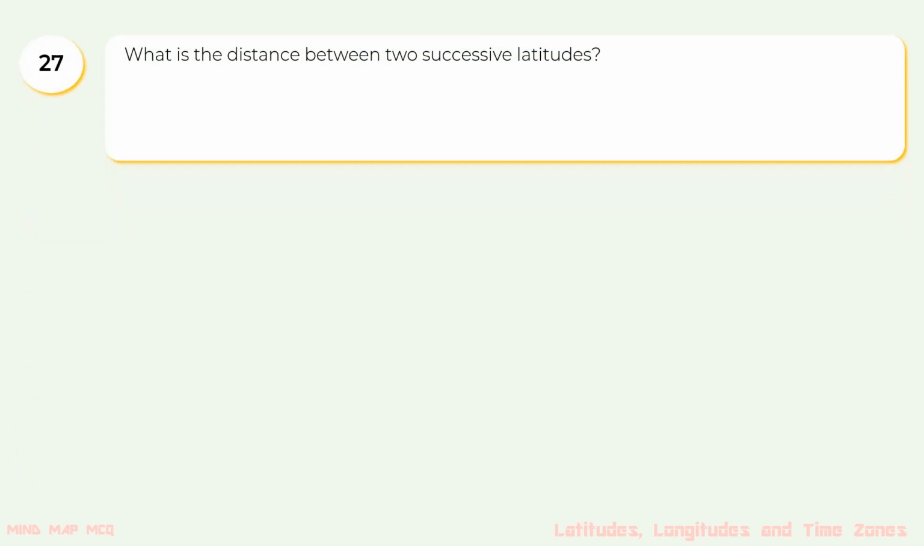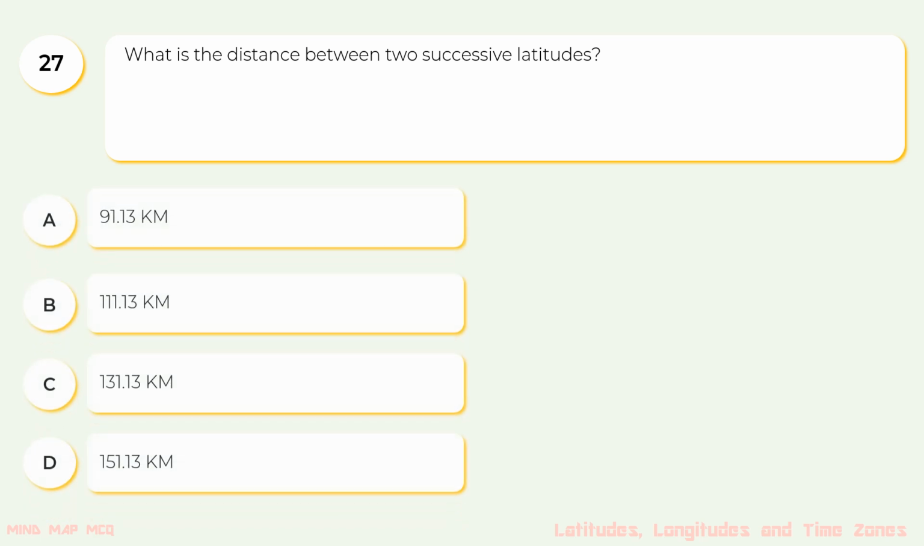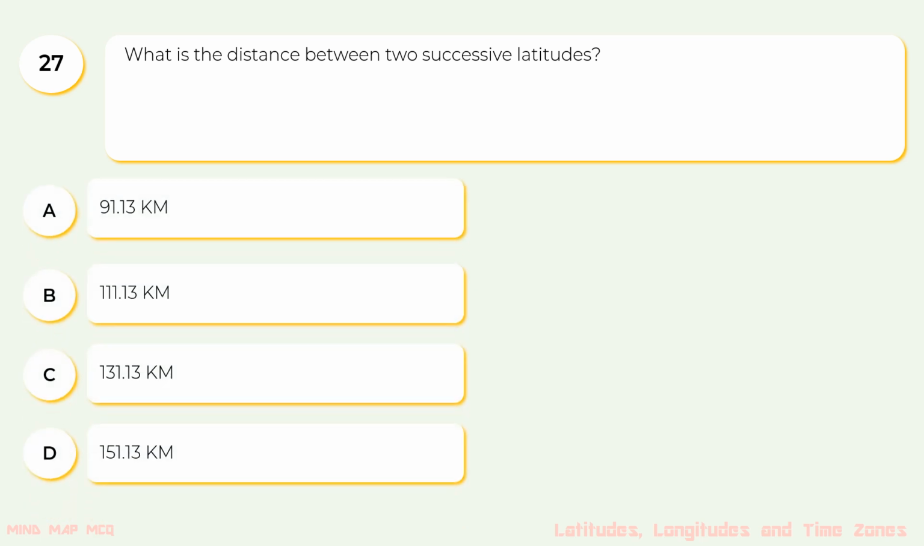27. What is the distance between two successive latitudes? The options are A. 91.13 kilometers, B. 111.13 kilometers, C. 131.13 kilometers, or D. 151.13 kilometers. The correct option is B.